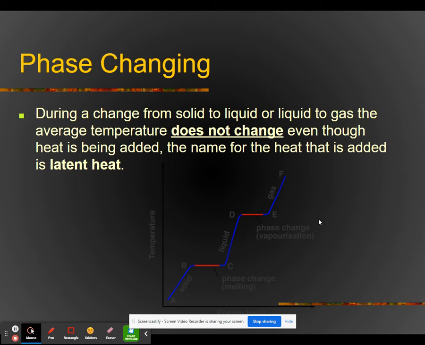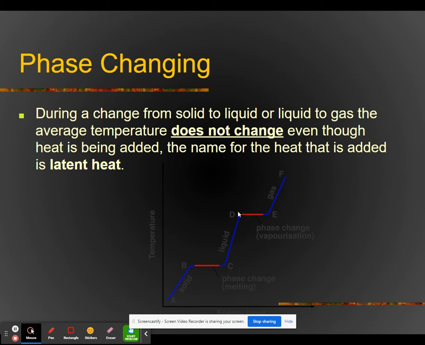If you're constantly adding heat to a substance, take water, for example. You got solid water, which is called ice. Even though you're constantly adding that heat, when that substance is going through a phase change, the temperature does not change. That's why we have these two flat lines in red here, because this is solid turning into liquid, called melting. The temperature stays the same until all of the ice is melted.